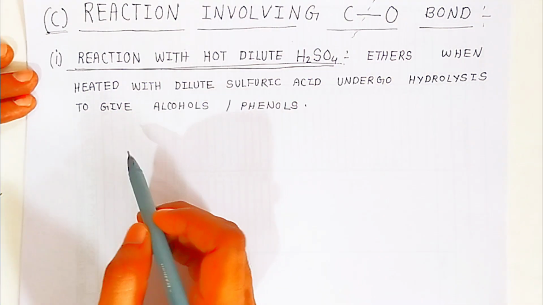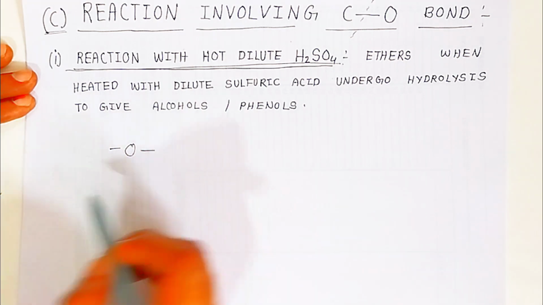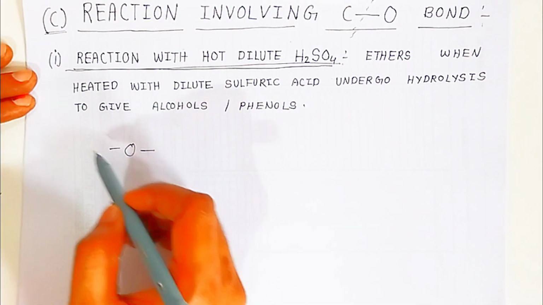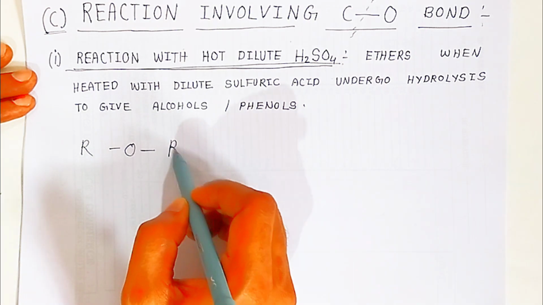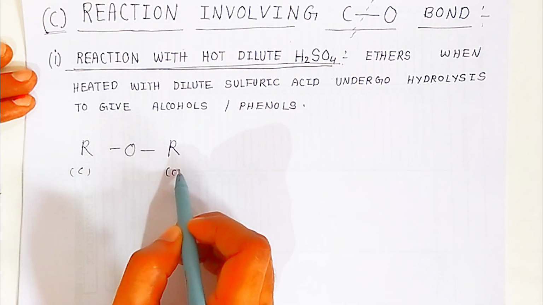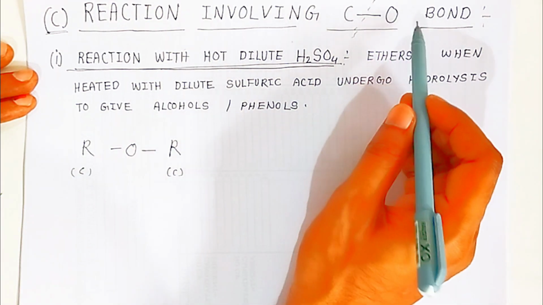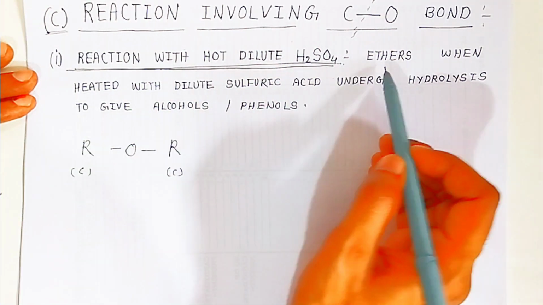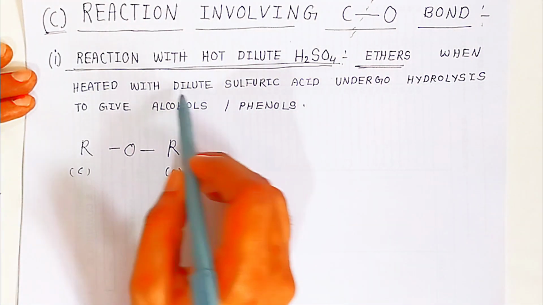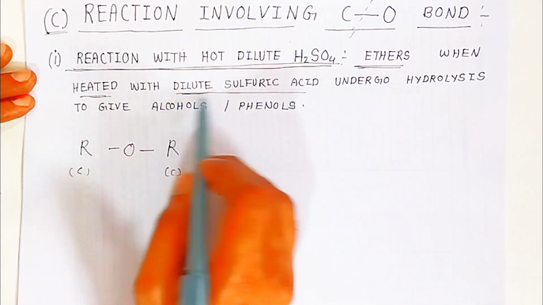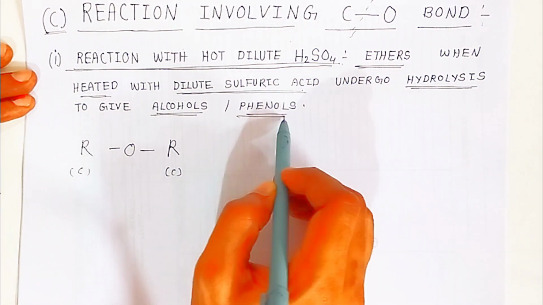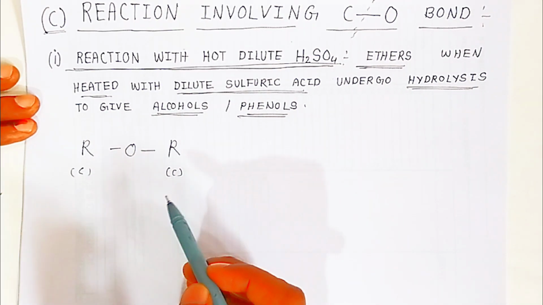Okay students, ether is having two valences on the oxygen. Now here the carbon of the alkyl, this bond will break. Students, alkyl is containing carbon, that you are knowing. Now the bond between carbon and oxygen will break. When you add hot dilute sulfuric acid, ethers when heated with dilute sulfuric acid undergo hydrolysis and form alcohols or phenols. So ether is converted into alcohols and phenol.